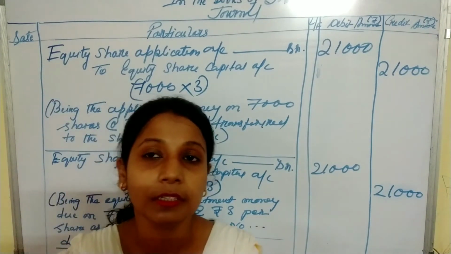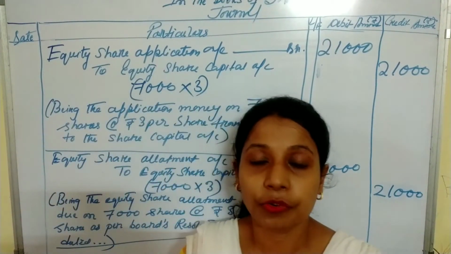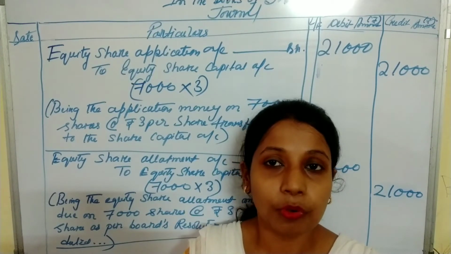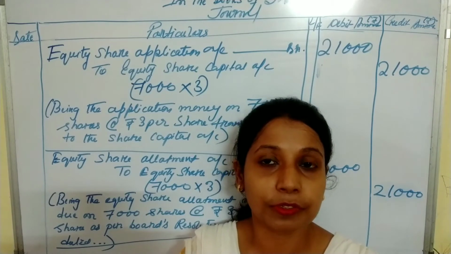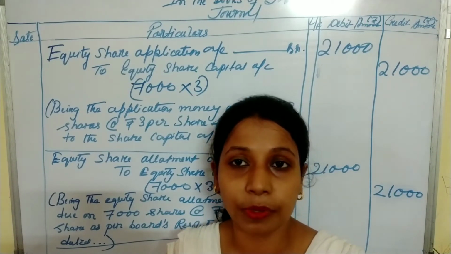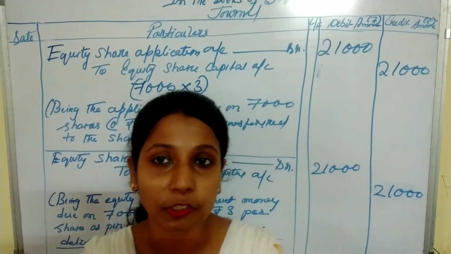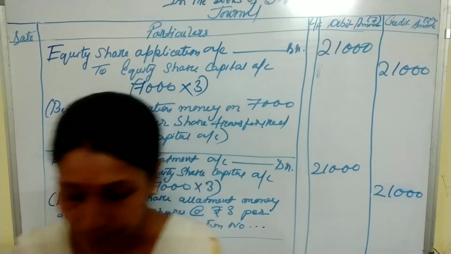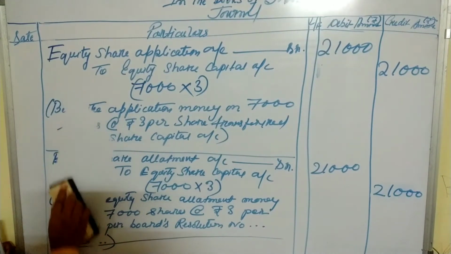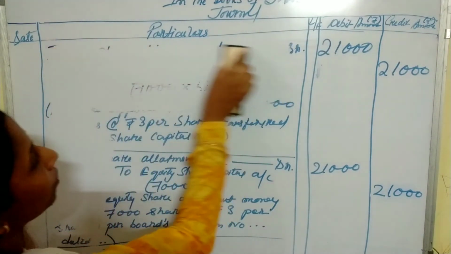Now student, the next journal entry is the receipt of allotment money. So we will not write this receipt entry. We will write this receipt entry in the cash book. So our next entry is making first call money due.